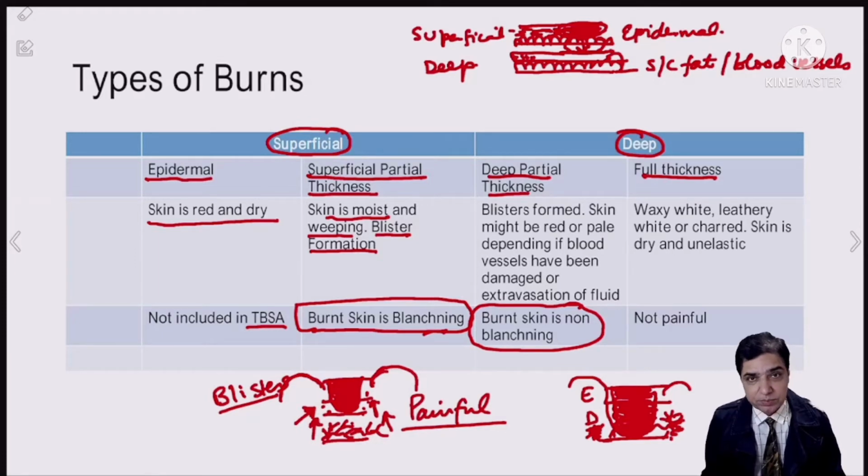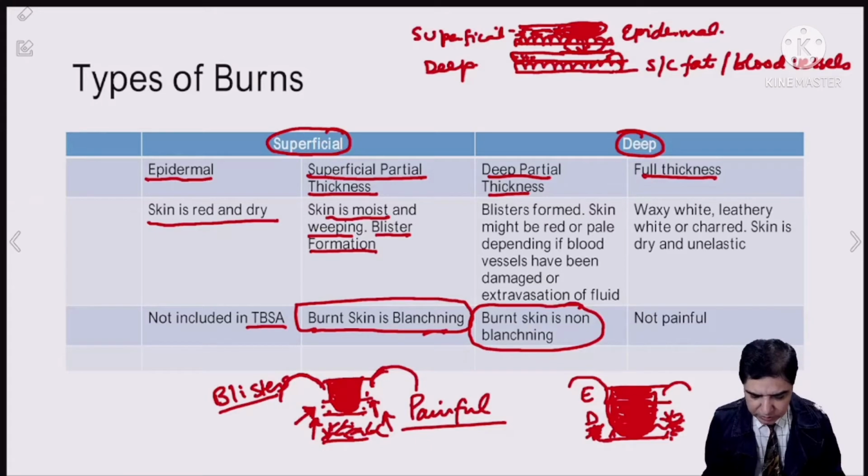So remember, why is it non-blanching? Because the burn is extending down into the deep dermal layer, and the deep dermal layer contains what? It contains nerve endings, it contains blood vessels. So when the blood vessels are destroyed, what would happen? It would lead to a non-blanching area. When the nerve endings are destroyed, it might be less painful or no pain at all.